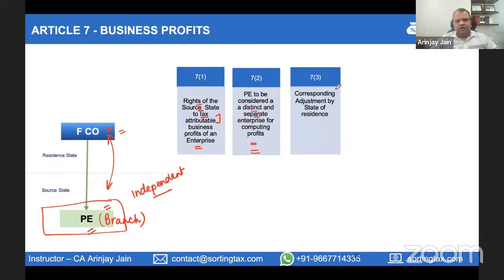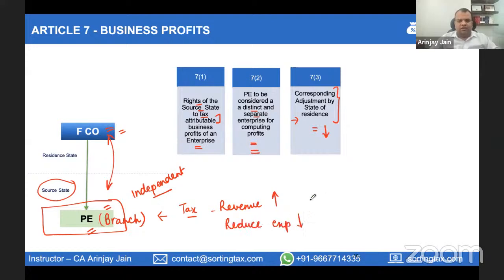Third paragraph, again, I think it's going to be a bit technical, but what this provides is that while calculating the tax of the PE, if the source state adjusts the amount of revenue upwards or reduces the expense deduction, in either case increasing the taxable income of the PE, then the state of residence should actually adjust the profit of the head office that it is going to charge to tax. This is known as corresponding adjustment.